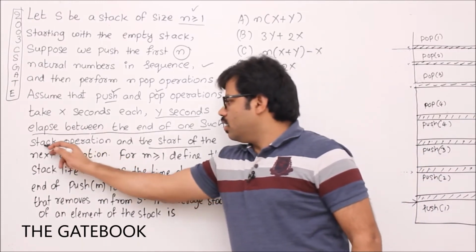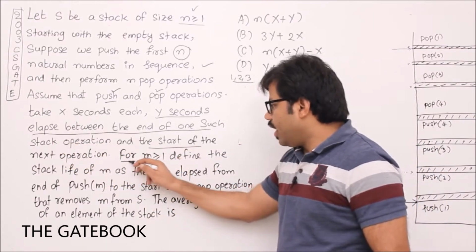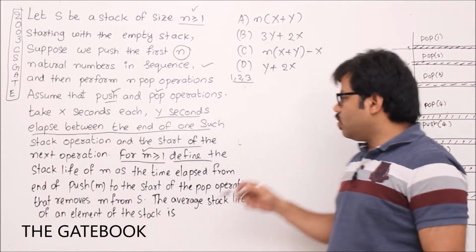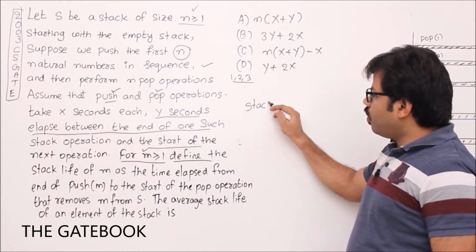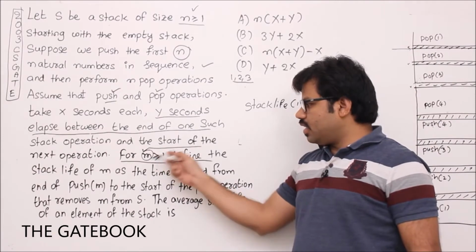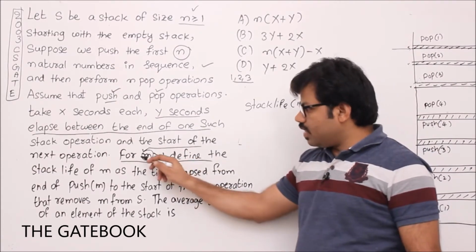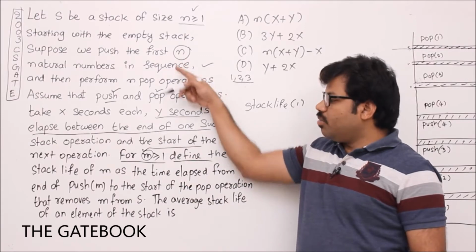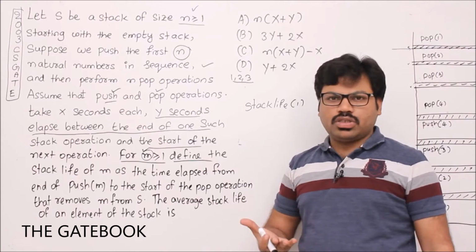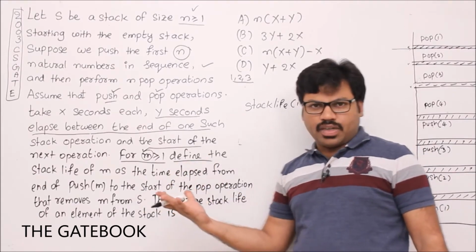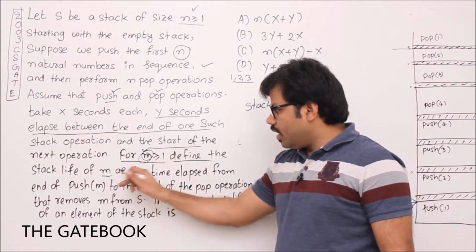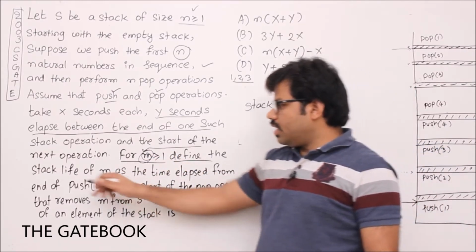Then what he has defined: for m greater than or equal to 1, define the stack life of m. So he is defining stack life for some integers, stack life of 1, stack life of 2. What is m? m is anything greater than or equal to 1. So probably he is defining stack life for the elements which are pushed. The elements which are going to stay in your stack generally have a lifetime, correct? That's why I understand that this m he is talking about is the element's lifetime. How it is defined, we'll see.